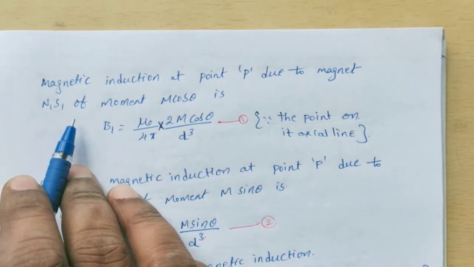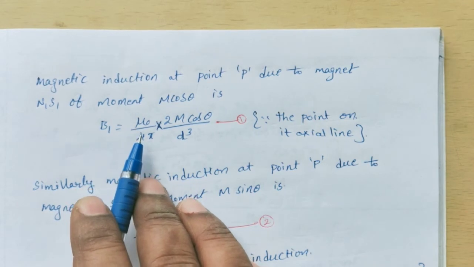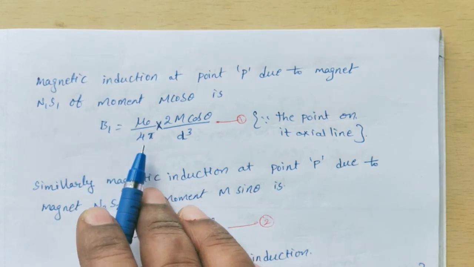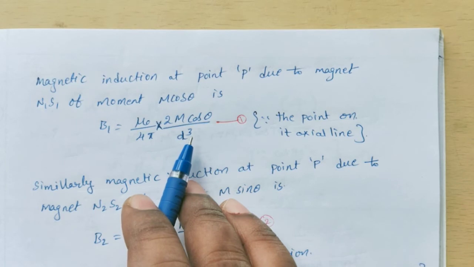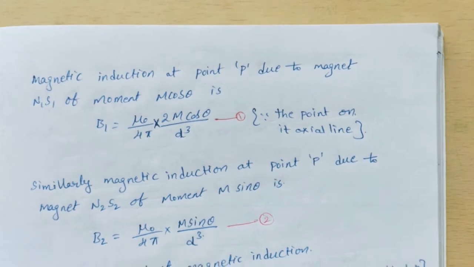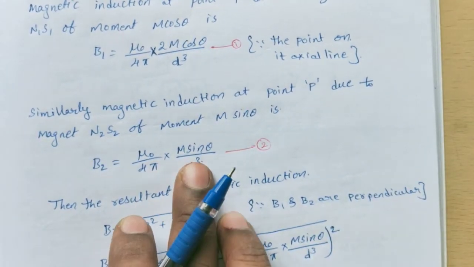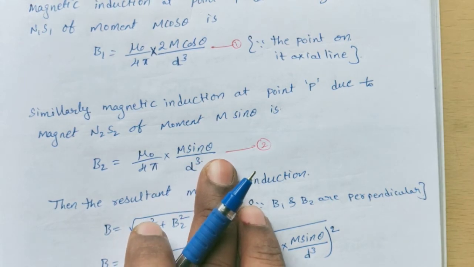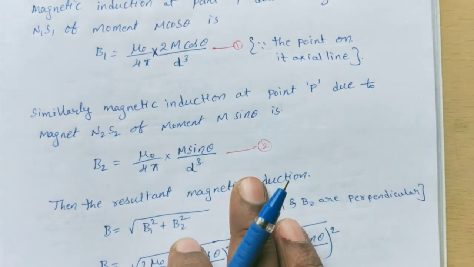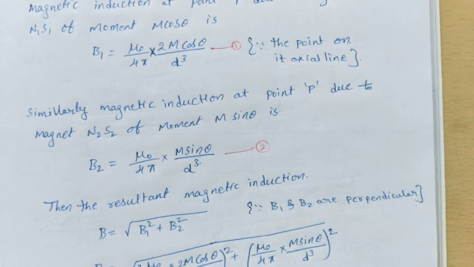From N1 S1, the point acts on an axial line. The axial line formula we already know: B1 is mu naught by 4 pi into 2M cos theta divided by d cube. This formula we know previously, students. In a similar manner, from the N2 S2 magnet, B2 is equal to mu naught by 4 pi into M sin theta by d cube. Let this be equation 1 and this be equation 2. Here B1 and B2 are perpendicular to each other in the previous diagram.